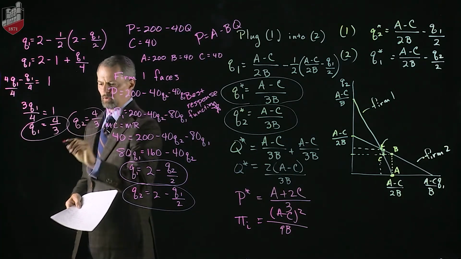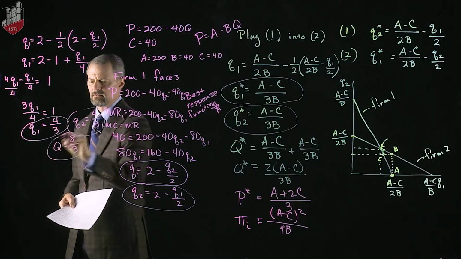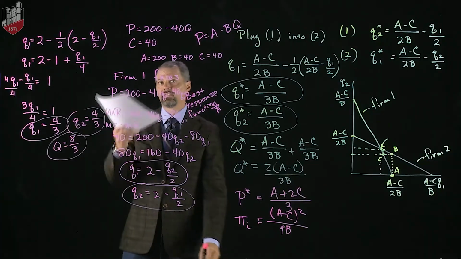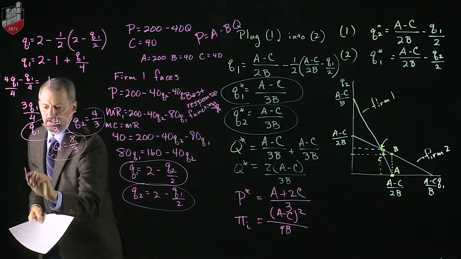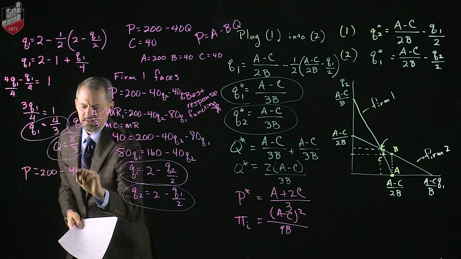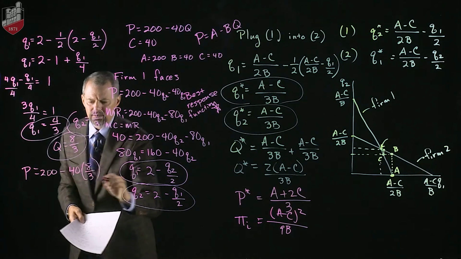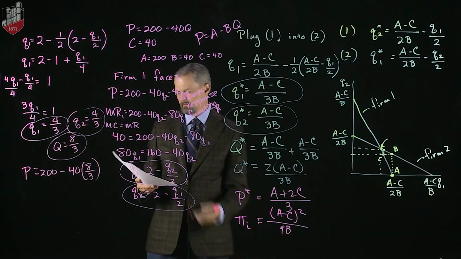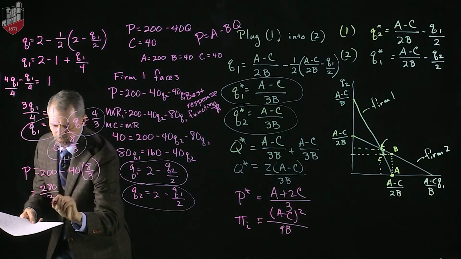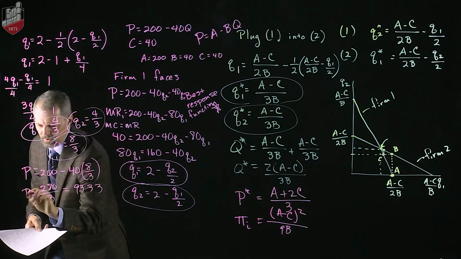And total quantity is the sum of those. It's equal to 8/3. I can get price, right? Price is equal to 200 minus 40 times my total market quantity, which is 8/3. Do a little bit of algebra, you're going to get 280 over 3, which is equal to 93.33. That's my market price.